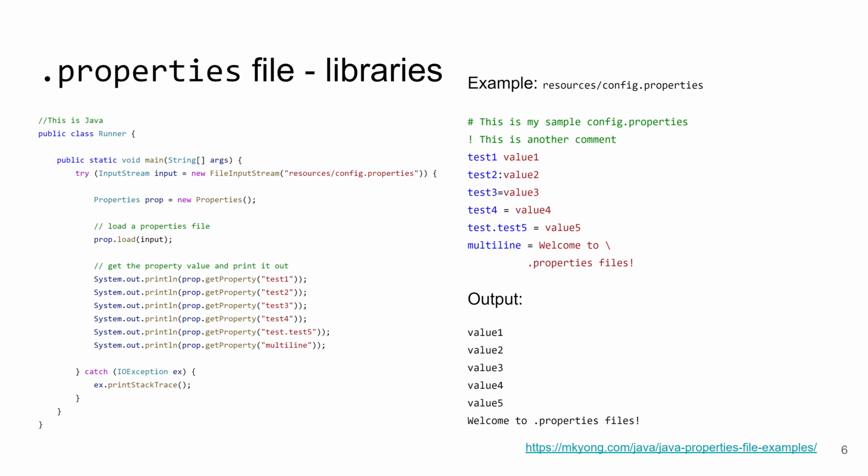Once the properties file is loaded, we can then access the individual values by their keys and the getProperty method. So we'll get each key from each line of the properties file, and we will print it in the console, and that's it. So as we can see, we'll print value 1, 2, 3, 4, and 5, and then the multi-line value is actually printed as a single line of text because the new line there is escaped. And that's what you can do with a properties file.